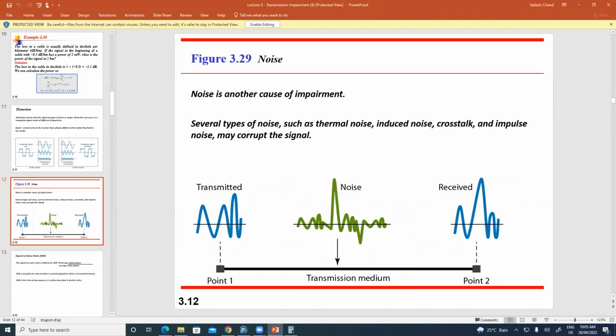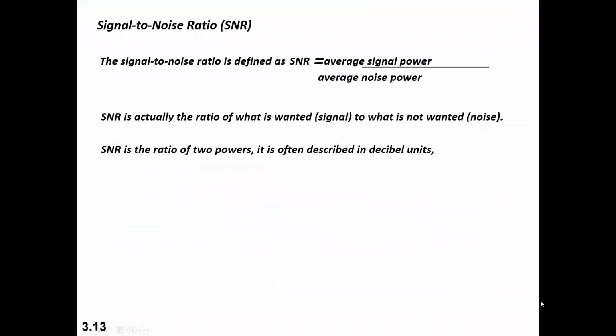Noise can also be calculated, right? And in the next slide, it shows us how we can calculate the noise, or rather the signal to noise ratio. The formula is: signal to noise ratio, that is SNR, is equal to average signal power divided by average noise power. Okay.